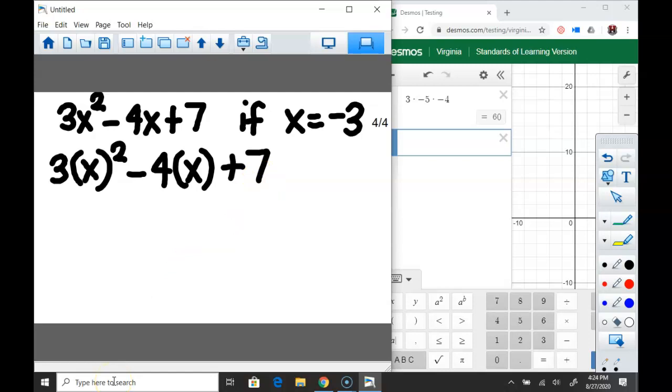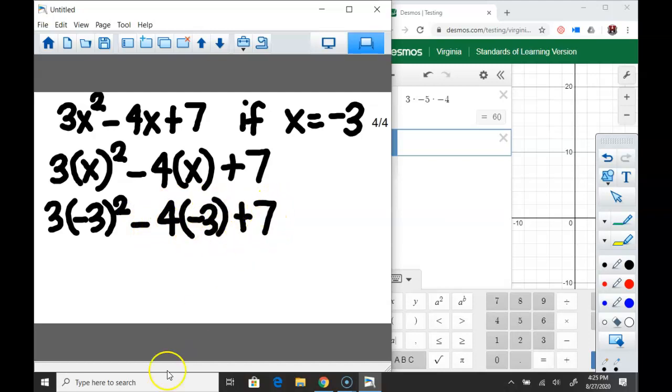And now we can do the subbing. So you're going to do 3 times negative 3 squared minus 4 times negative 3 plus 7. And remember right here with this negative 3 squared, that the parentheses made a difference for us. We want to do negative 3 times negative 3. So keep that in mind as we're doing this here. All right, so now let's work this out.